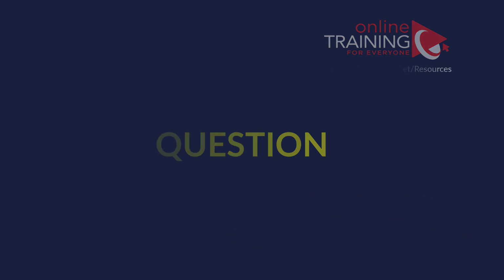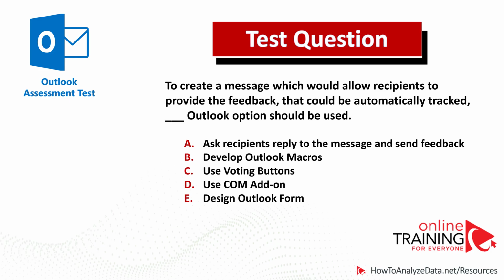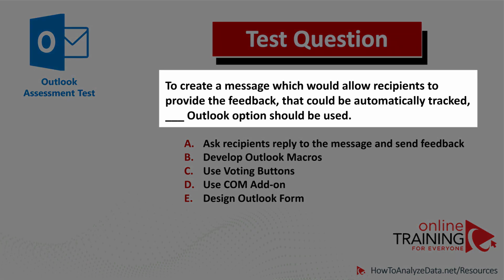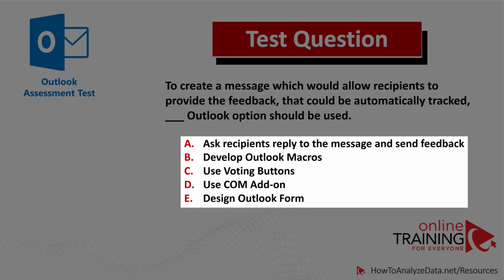Let's look at a very interesting question, which tests your knowledge of Outlook features and capabilities. To create a message which would allow recipients to provide feedback that could be automatically tracked, the following Outlook option should be used. And there is a list of 5 options.